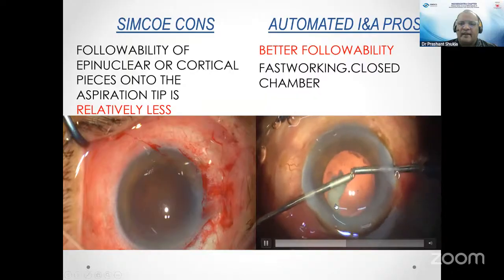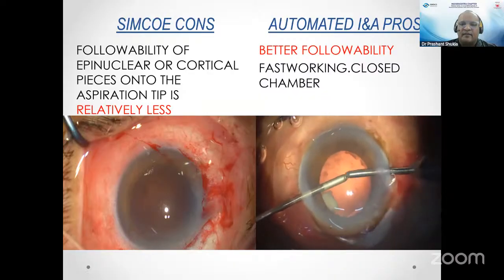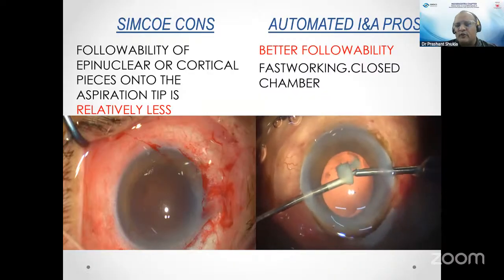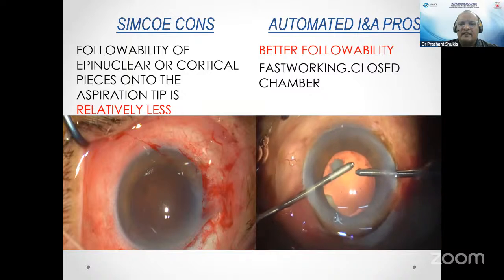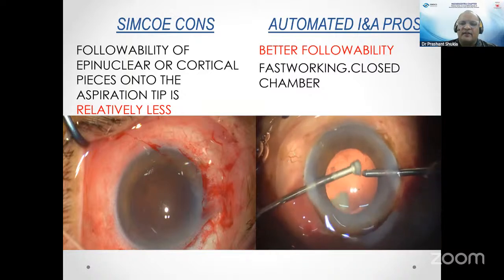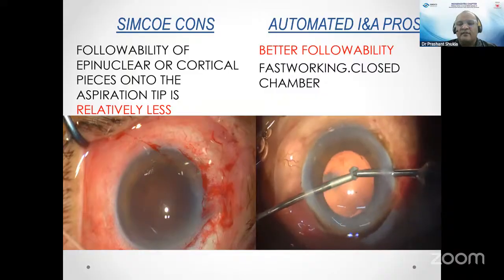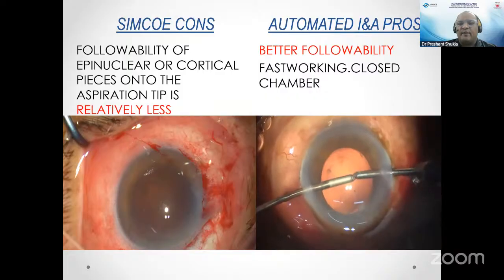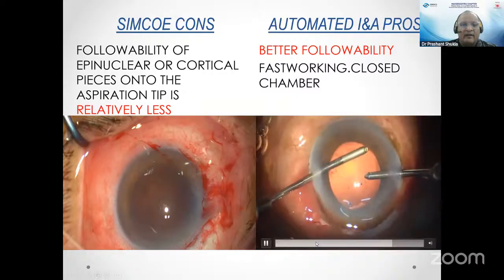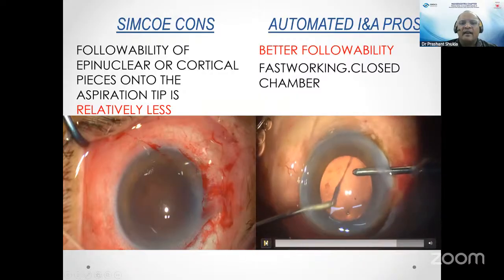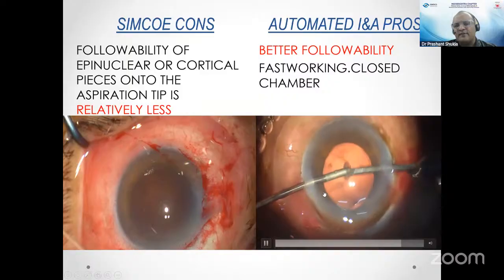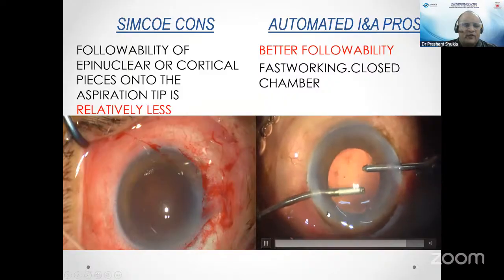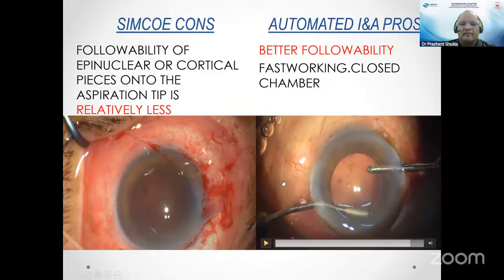Here it comes. So I thought of breaking it up. The moment I broke it, all the small pieces would just automatically jump onto the aspiration port with the press of the foot switch button. They were just jumping on. Even as I was removing the cortex, the pieces were coming to the tip. So in this way, we can see that the followability of pieces is slightly better with the INA bimanual than with a Simcoe cannula. It is a closed system, so probably because of that, we have better followability of the cortical pieces.